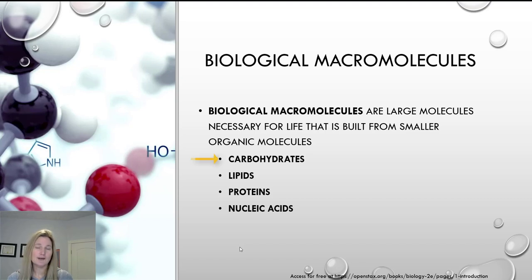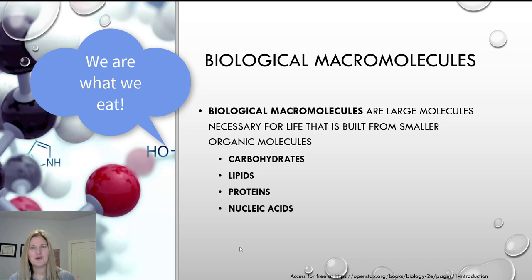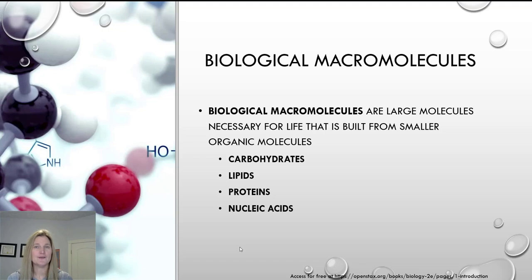So we have carbohydrates, we have lipids, we have proteins, and we have nucleic acids. And just by looking at this list, you can already get an idea of you are what you eat, right? Because we are bringing in carbohydrates and lipids and proteins and even nucleic acids, though we don't measure that, into our bodies through our food.